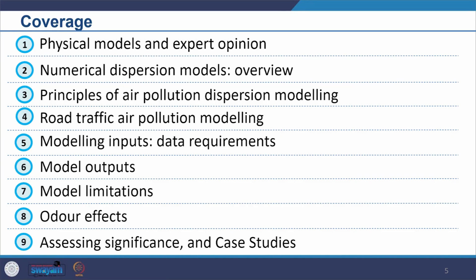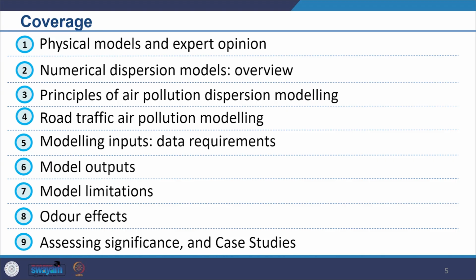So today we will cover the impact prediction and evaluation stage, while we look at how we assess the environmental quality with concern to air. Accordingly, the coverage under impact prediction and evaluation will include the background of it, the physical models and the expert opinion which are used, as well as numerical dispersion models. We'll look into the principles of air pollution dispersion modeling, what's the idea behind it and what rules we follow. Then we'll look into road traffic air pollution modeling.